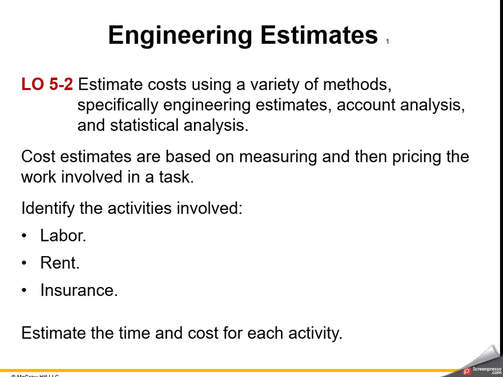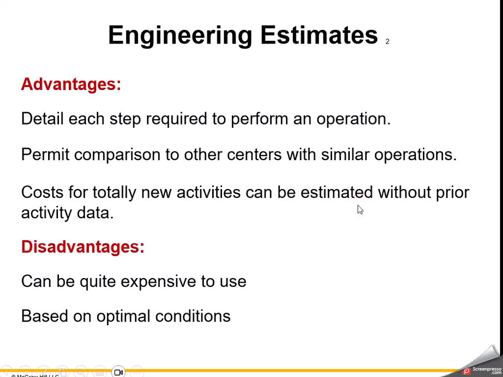Engineering estimates. We'll talk about 3 different types of analysis. Engineering estimates are going to look at what we're producing and identify what is involved in that particular task, and then how we can better manage it. The advantage of that is that we're going to look at each step of the operation, step by step, and then compare it to other operations.